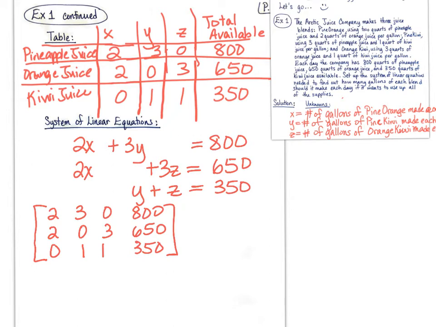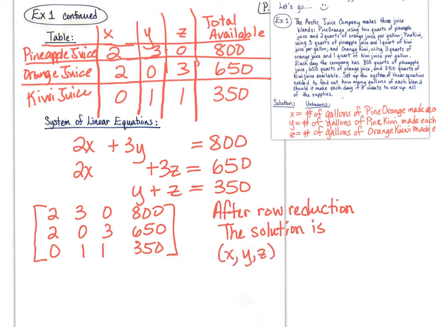Okay? Yes, there's a question. So after row reduction, you would find that the solution is XYZ equals 100, 200, 150.